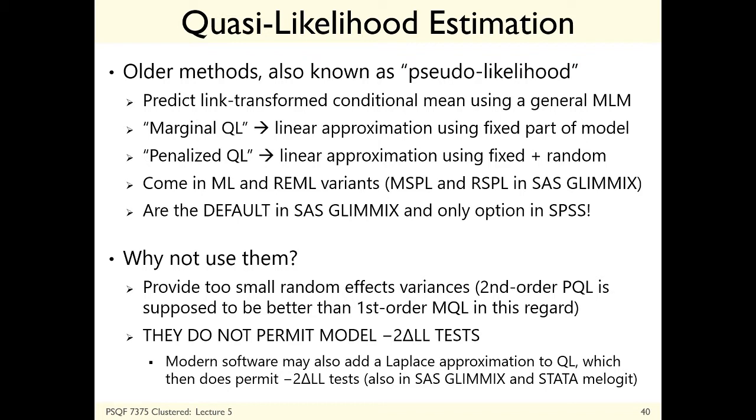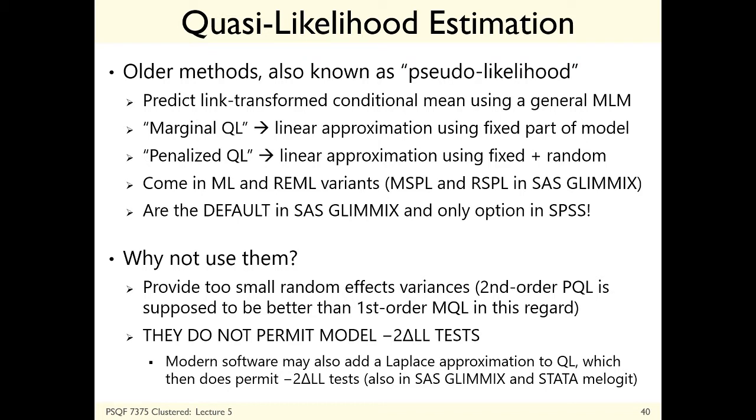So these are the older methods that came first, where they try to approximate the solution using some kind of linear approximation, perhaps using just the fixed part or perhaps using the random part. The reason that I point these out is that if you do nothing, they are the default in SAS Glimix. They are currently, to the best of my knowledge, still the only option in SPSS.